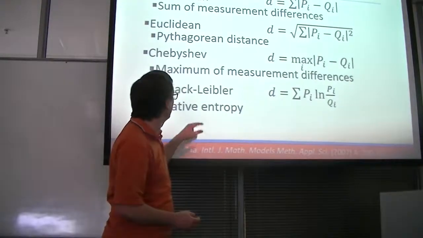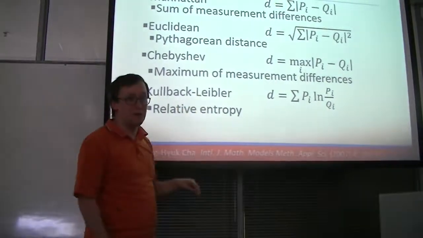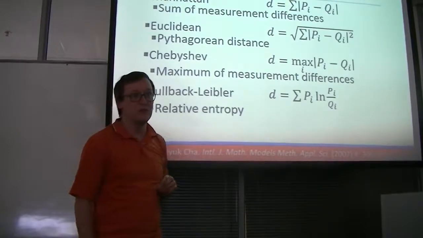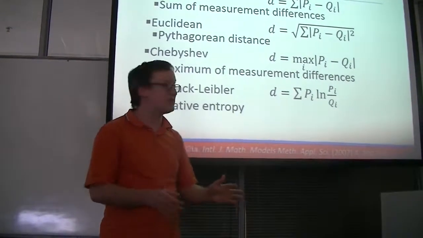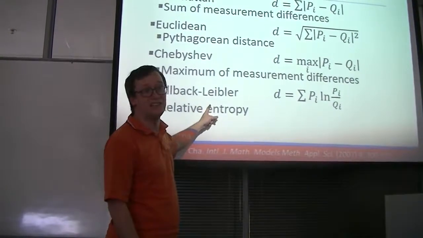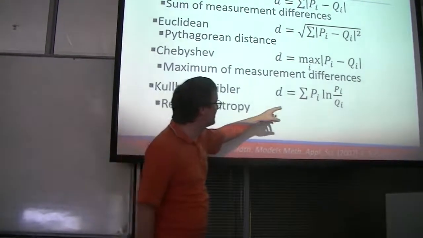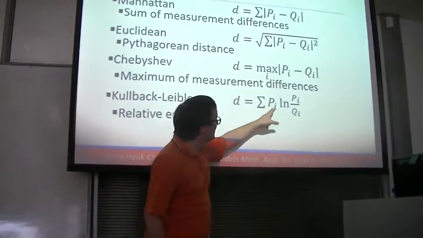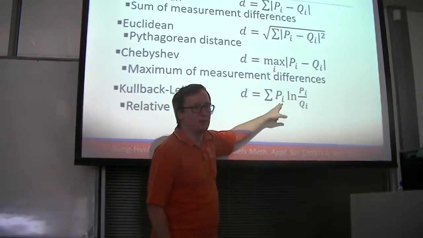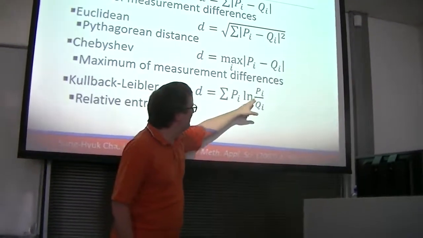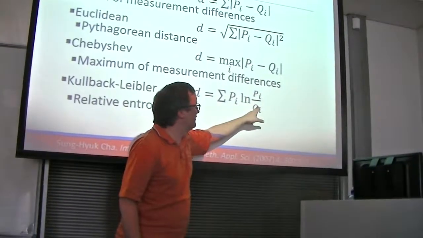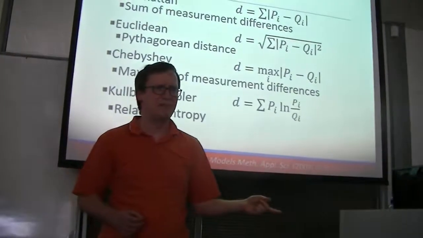All right, and finally, we're going to get down to something that we see frequently, especially when we deal with information scientists. So if you're reading a paper that's been touched by a computer scientist, you might see a KL distance, a Kullback-Leibler distance. And here, we are taking the measurements for this sample and multiplying them by the logarithm of this measurement divided by the measurement in the other sample.